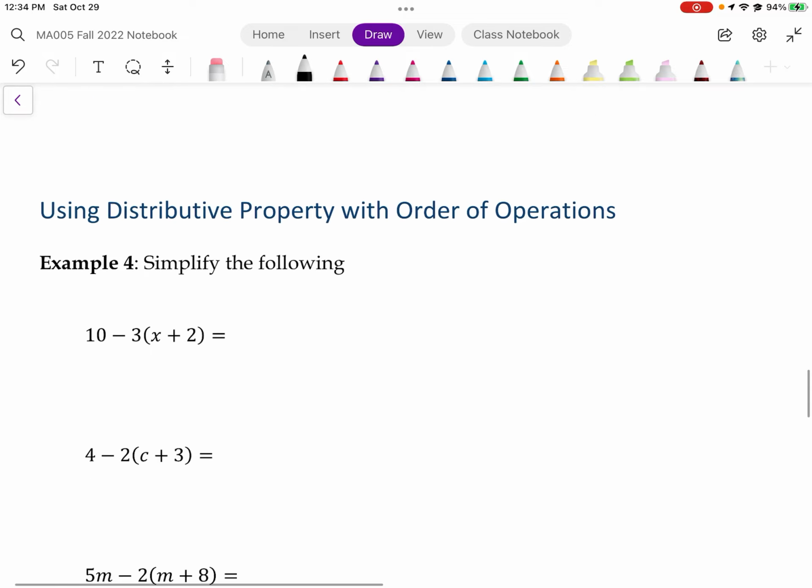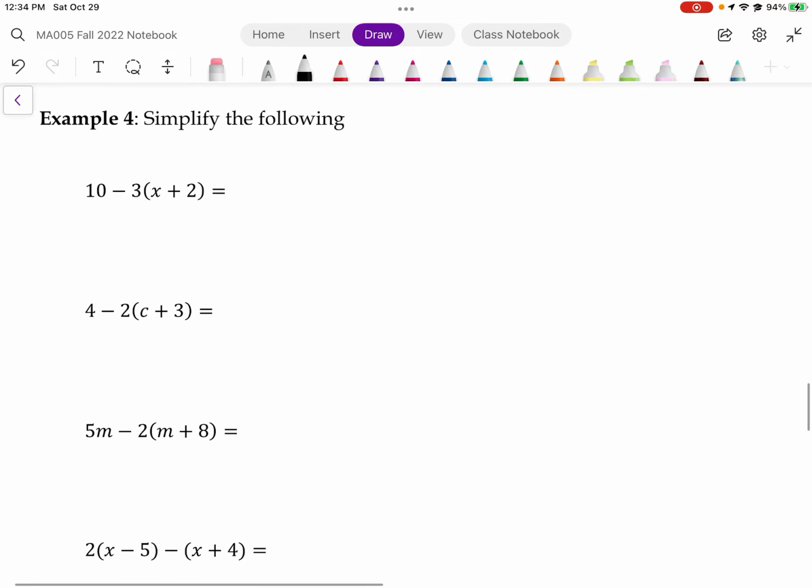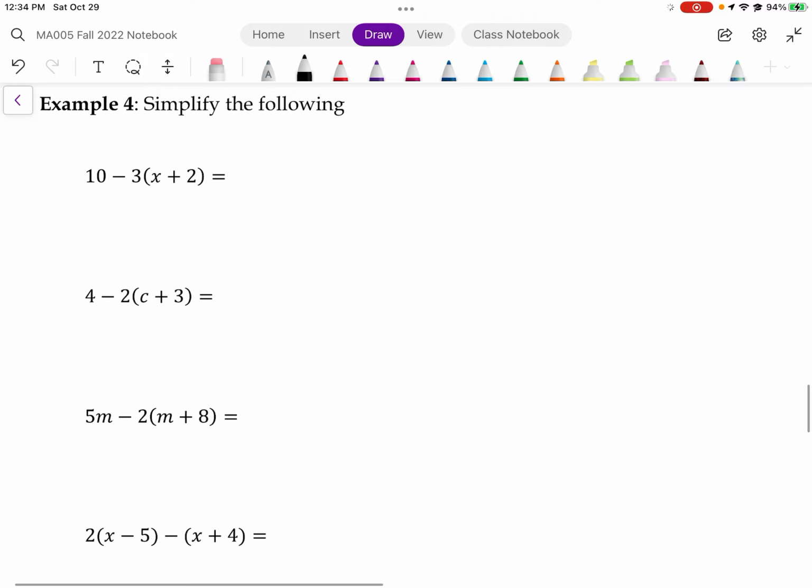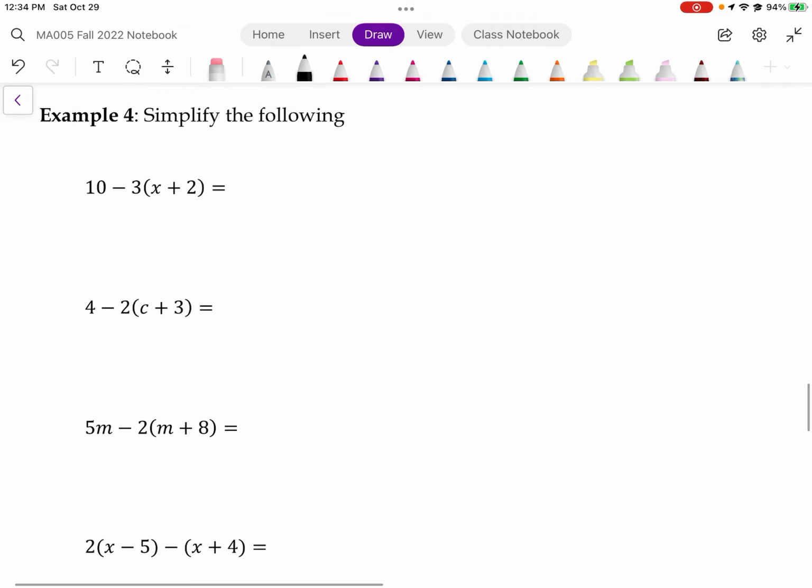All right, next one. Now we're going to simplify with a little more stuff going on here. So let's try the first one together. So I've got a 10 and it's all by itself, so 10. Now I'm going to take minus 3 times x, and then minus 3 times 2. So let's simplify this. I've got 10 minus 3x minus 6.